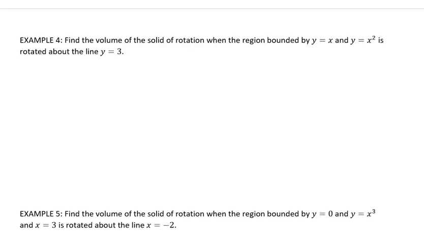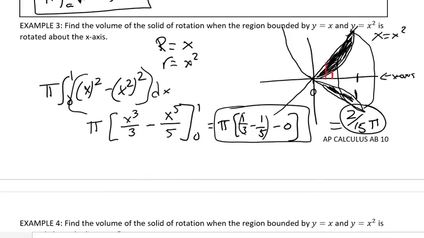In this video, we're going to continue with examples of volumes of solids of rotation. This time we're going to look at the volume of a solid of rotation when the region bounded by y equals x and y equals x squared is rotated around the line y equals 3. When we just looked at this region, we know it goes from 0 to 1, as we can see here.